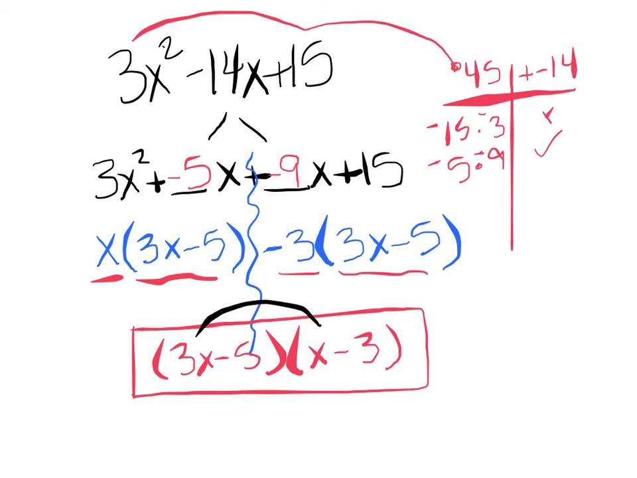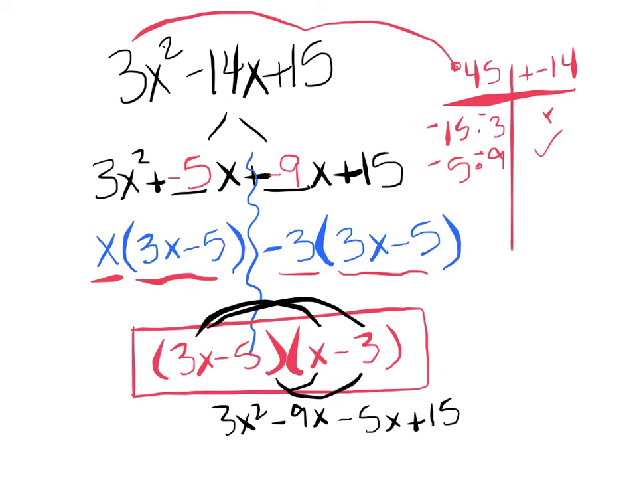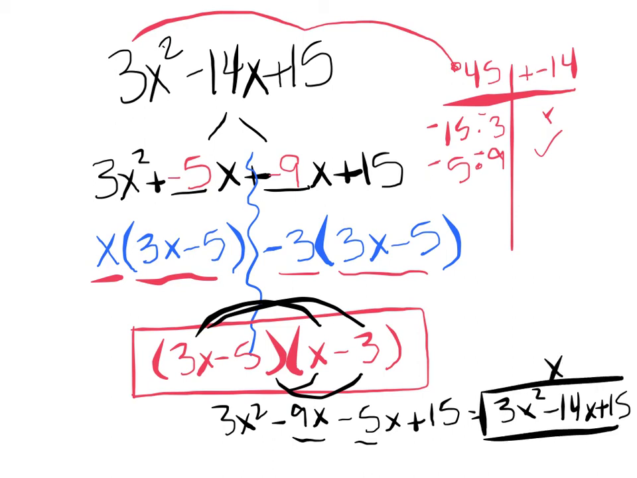I'm feeling awesome. 3x squared minus 9x minus 5x plus 15. Combine those like terms in the middle and you get 3x squared minus 14x plus 15. That's what we started with, so that means we did it correctly. 3x minus 5 times x minus 3 is the factored form of this expression.